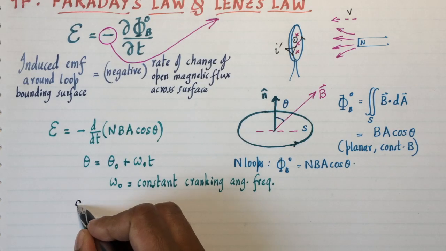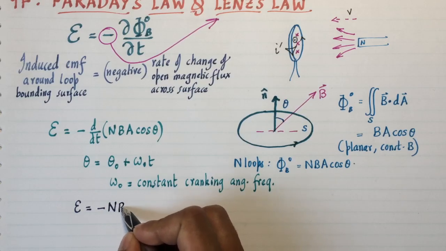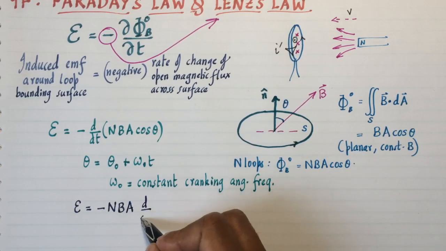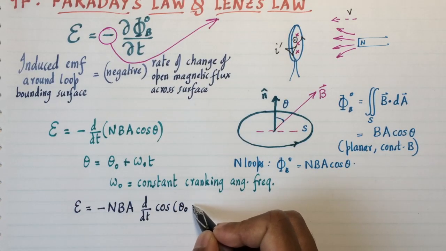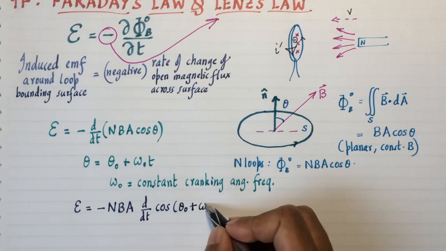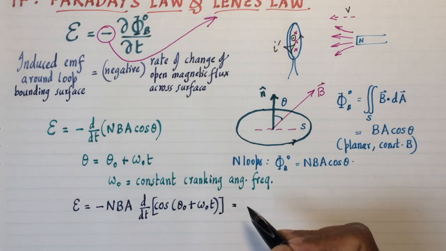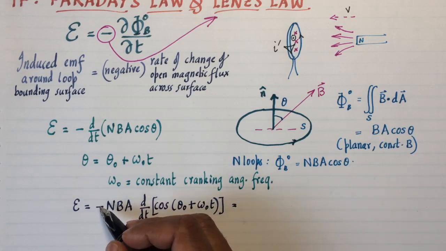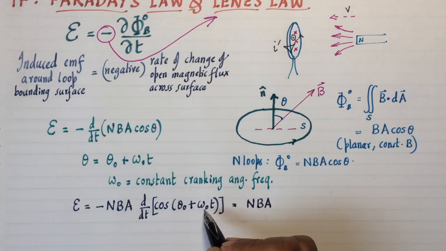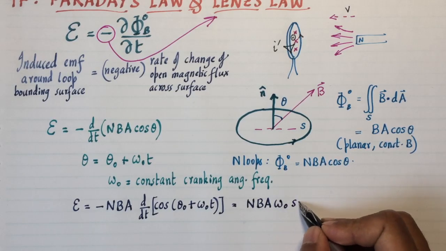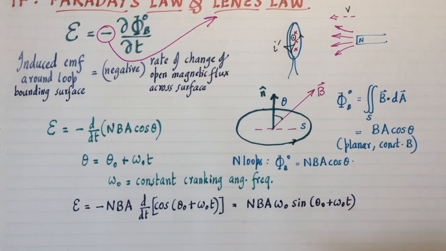So what I'm going to do is pull everything out except theta. So I get minus NBA d by dt of cosine of theta naught plus omega naught t. Well, that's an easy thing to differentiate. The derivative of cosine is minus sine. That minus will cancel this minus, and I'll get NBA. But notice, by the chain rule, I have to go inside, and I'll pick up an omega naught sine of theta naught plus omega naught t. This is the famous generator equation.